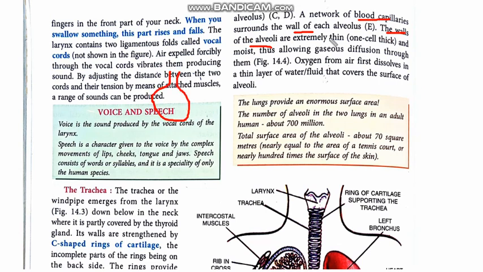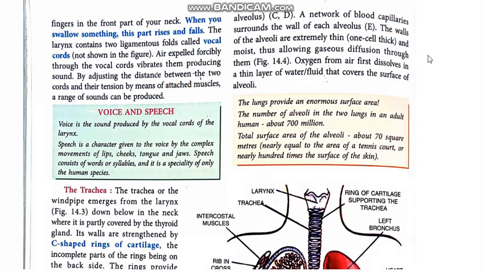Now the walls of alveoli are very thin. Okay, they are only one cell thick and they are moist, so they allow gaseous transport. We will see how in the upcoming topics. Now a short note about lungs. So lungs provide an enormous amount of surface area, and the number of alveoli in the two lungs of an adult human is about 700 million. Okay, and the total surface of the alveoli is about 70 square meters.